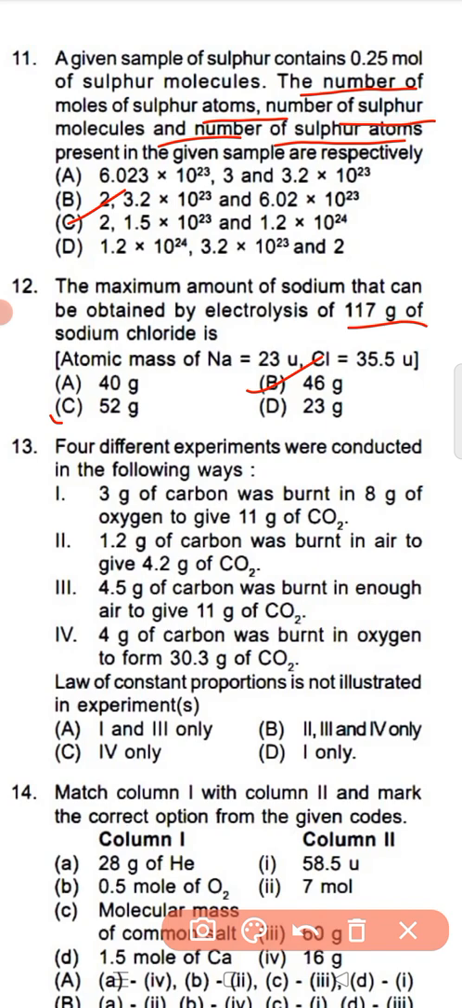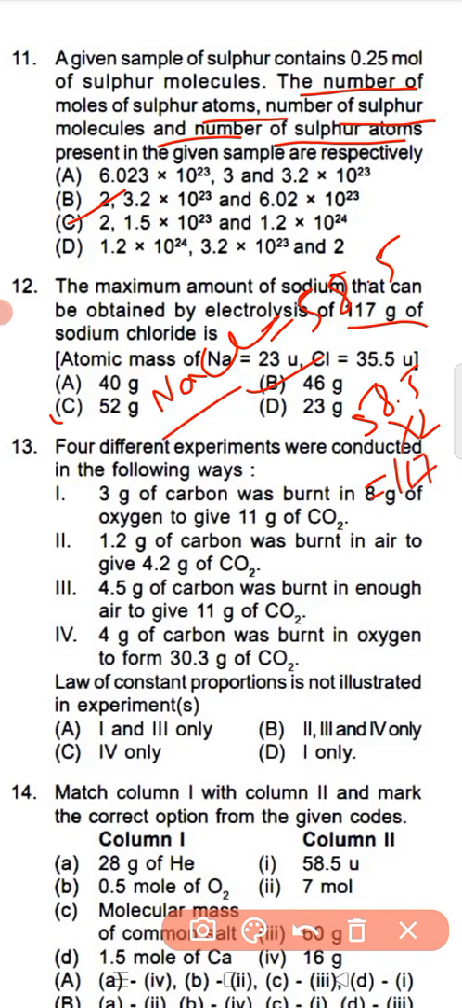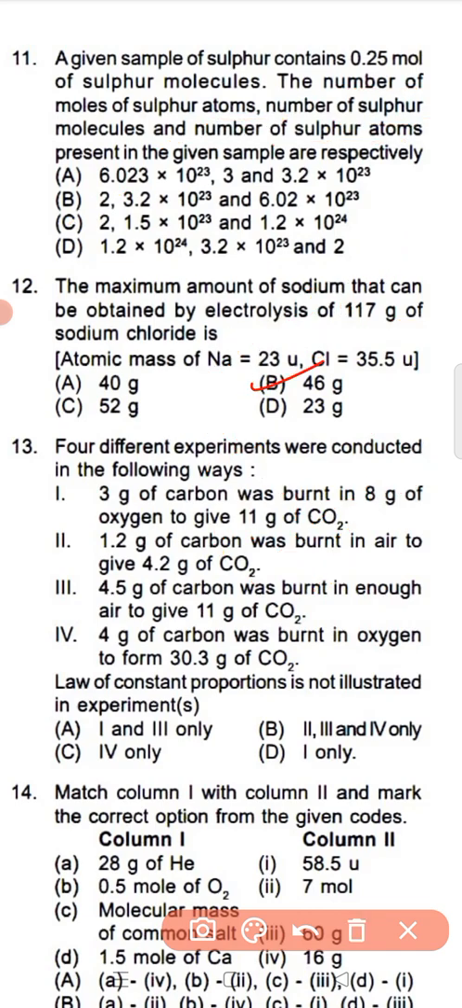Sodium chloride molar mass is 58.5. So 58.5 into 2 means 117. In one sodium chloride, one sodium atom is there, that means 23 gram of sodium. In another sodium chloride also 23 gram of sodium is there. So in total it will come to 46. So 46 is the answer. So option B is the correct answer for question number 12.